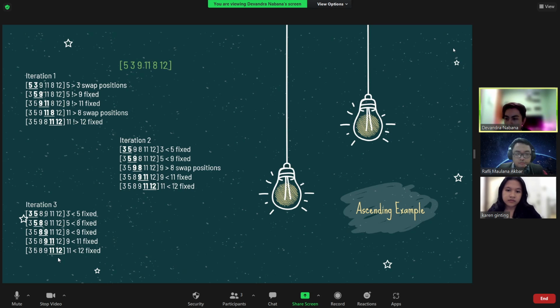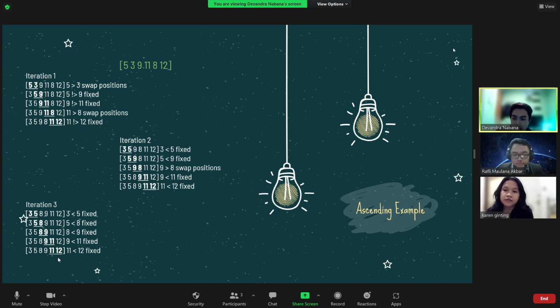And 9 and 11, is 11 bigger than 9? No, and we fix the position. And is 11 bigger than 8? Yes, and we have to swap the position. And then 11 and 12, is 11 bigger than 12? No, and we have to fix the position.